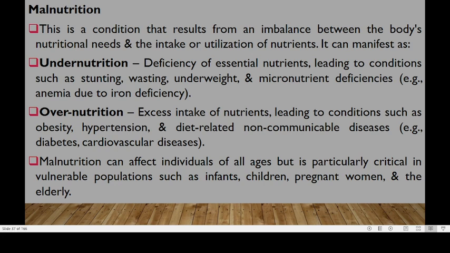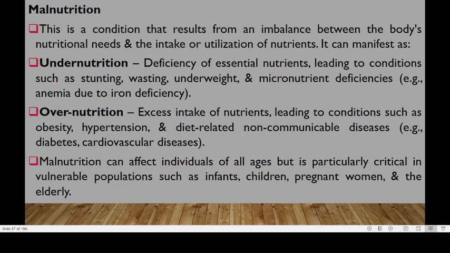Ladies and gents, we also have malnutrition, which normally goes hand in hand with dehydration, and these are other associated conditions. Remember, malnutrition can present as undernutrition or overnutrition. Malnutrition is a condition that results from imbalance between the body's nutritional needs and the intake or utilization of nutrients. In the case of undernutrition, this could result from deficiency of essential vitamins or nutrients, leading to conditions such as stunting, wasting, underweight, and micronutrient deficiencies, e.g., anemia due to iron deficiency.